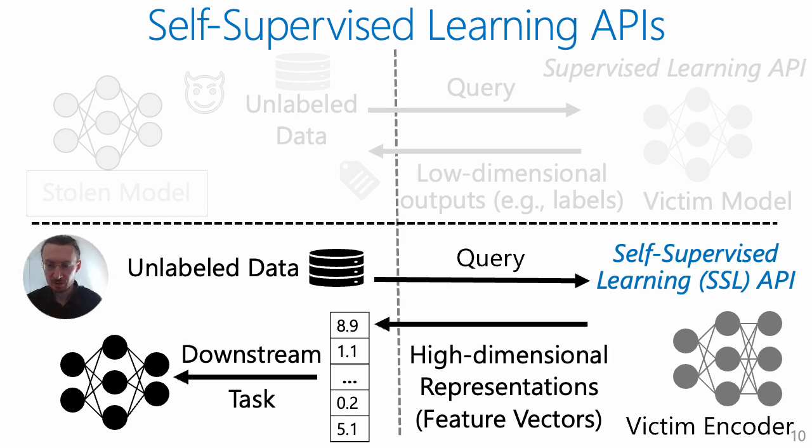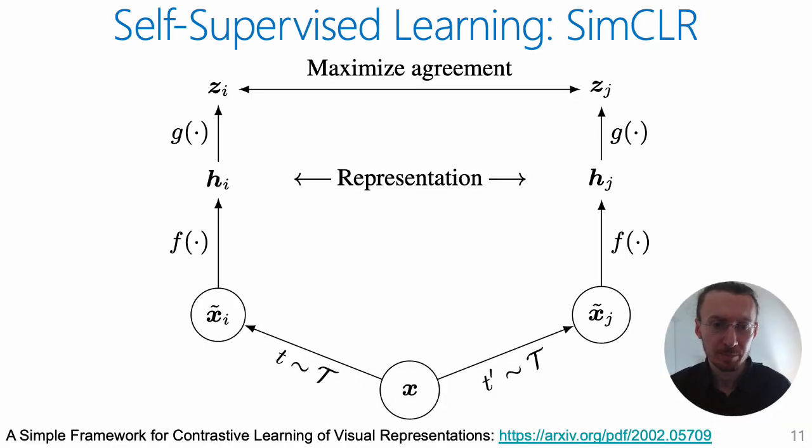Going from supervised to self-supervised learning is essential, since representations can be reused on many downstream tasks, and you need a small number of labels to train these downstream tasks. Let us now discuss a few frameworks for self-supervised learning. The first one is SimCLR.